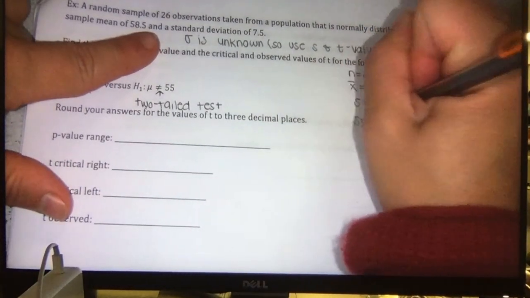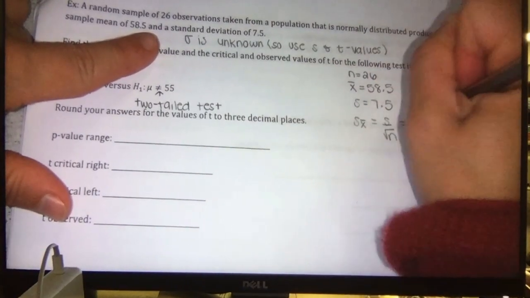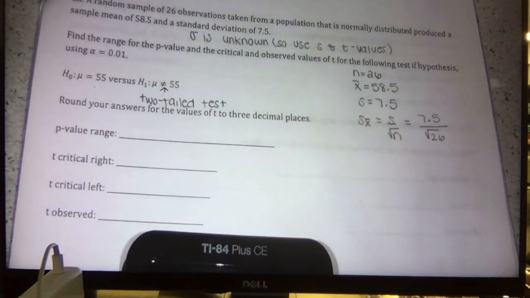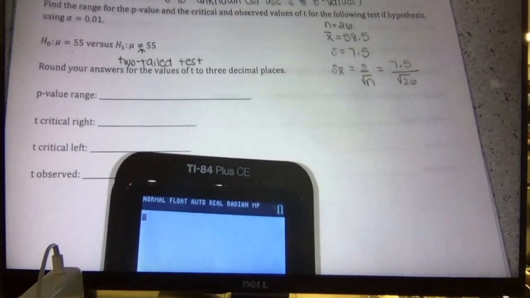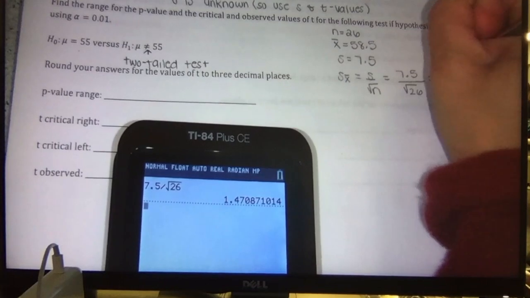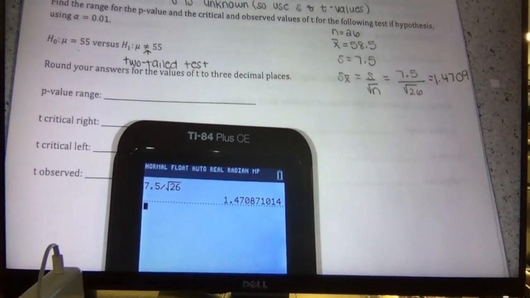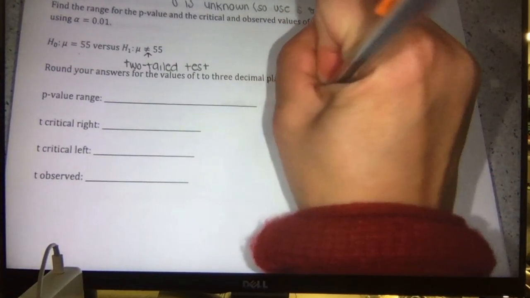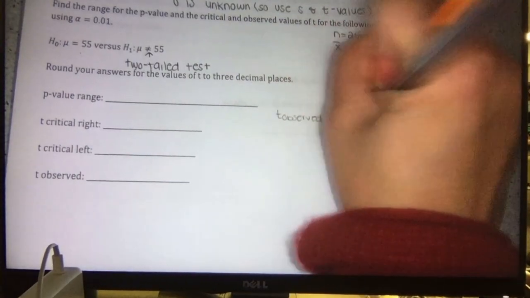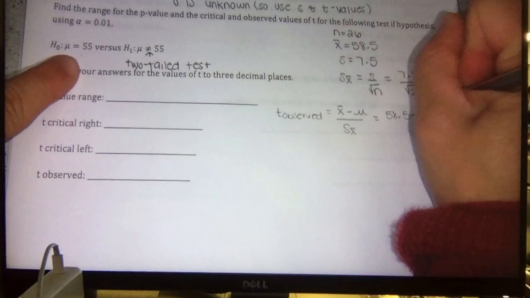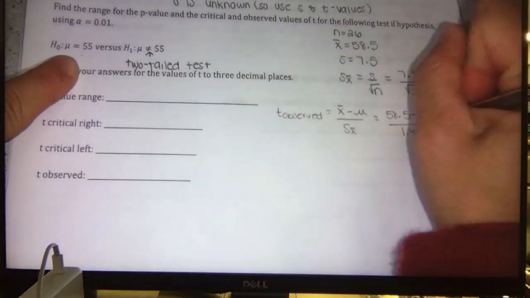That means our S sub x bar is S over the square root of n, so 7.5 over the square root of 26. 7.5 divided by the square root of 26 gives us 1.47087, which rounds to 1.4709. While we're here, let's find our t observed. We have everything we need: x bar minus mu, all over our sampling standard deviation. So 58.5 minus our mu, which is 55, all over that 1.47087 that we just found.